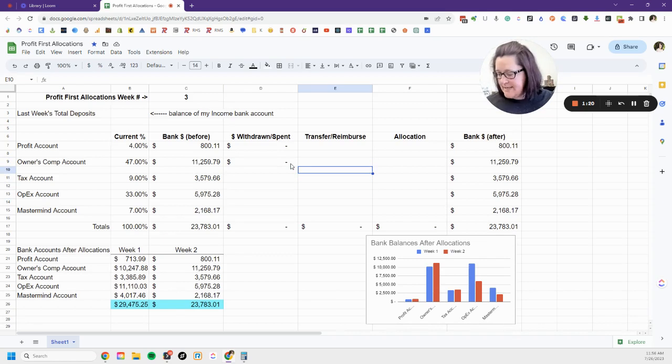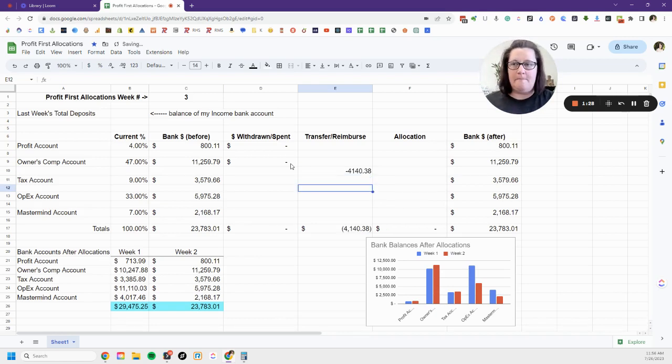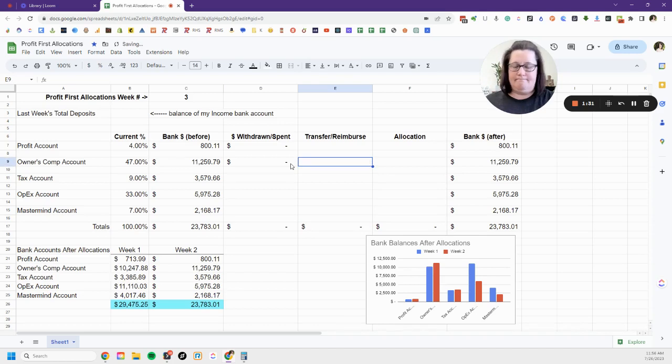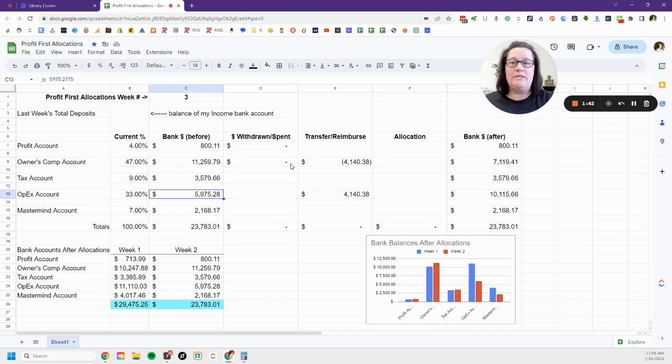So I pay myself a fixed salary, and the amount of my gross wages plus the company payroll tax part comes out to $4,140.38. So I had to take that much out of my owner's comp account and add it to my OPEX account so that the payroll was funded. So see how I had almost 6,000 in the OPEX account. I had to add 4,140 to it. That increased the balance to 10,000 until payroll was processed.